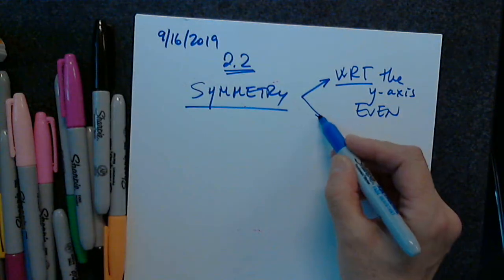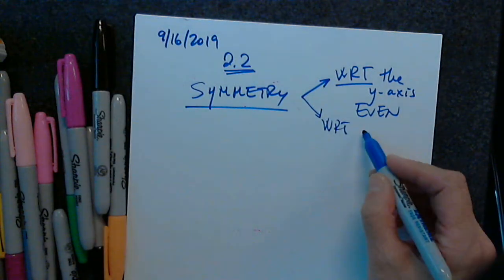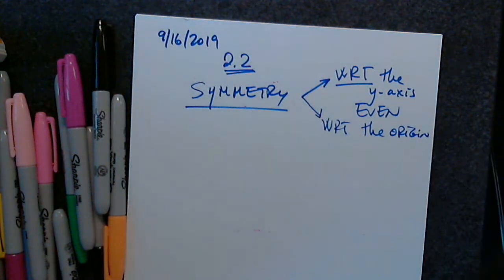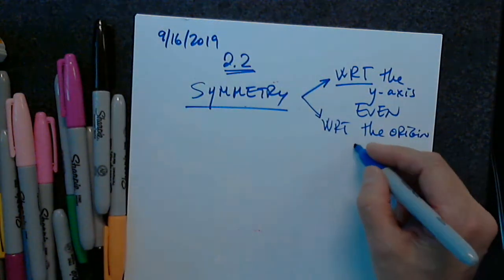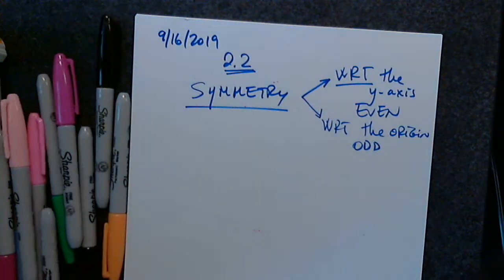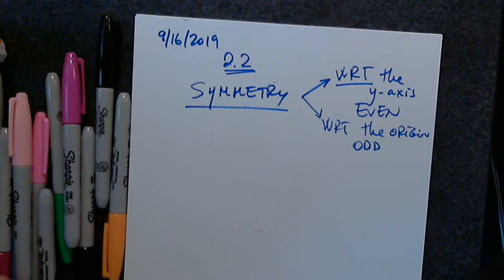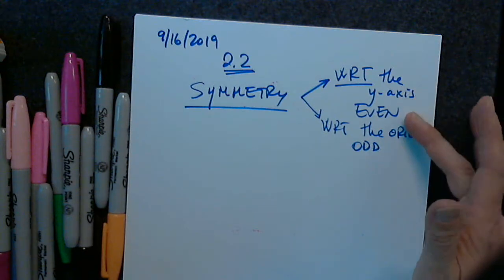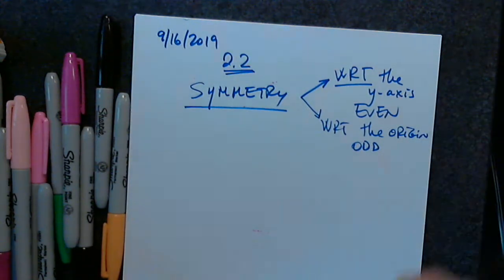The other possibility is with respect to the origin. If that happens, we call that function odd. Nothing to do with odd numbers. It's just a name. Functions don't have to be symmetric. If a function is symmetric with respect to the y-axis, it's even. If it's symmetric with respect to the origin, it's odd.